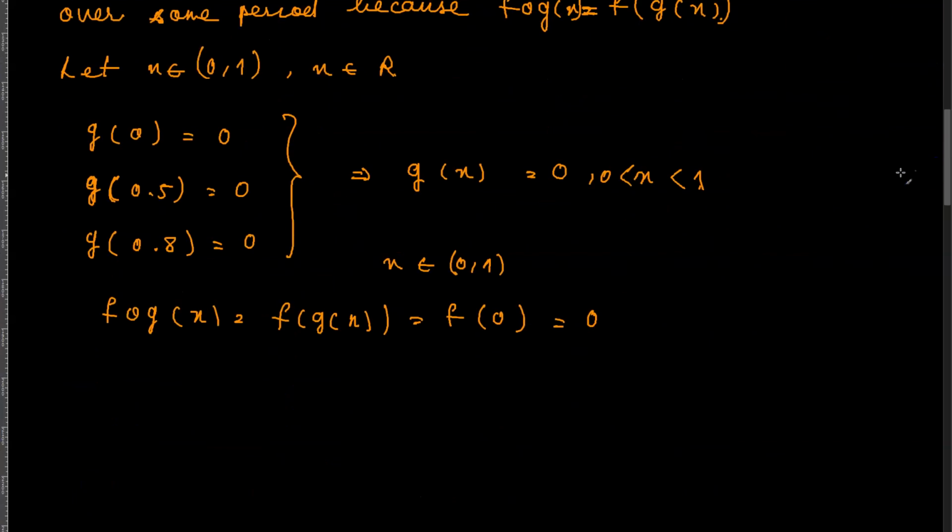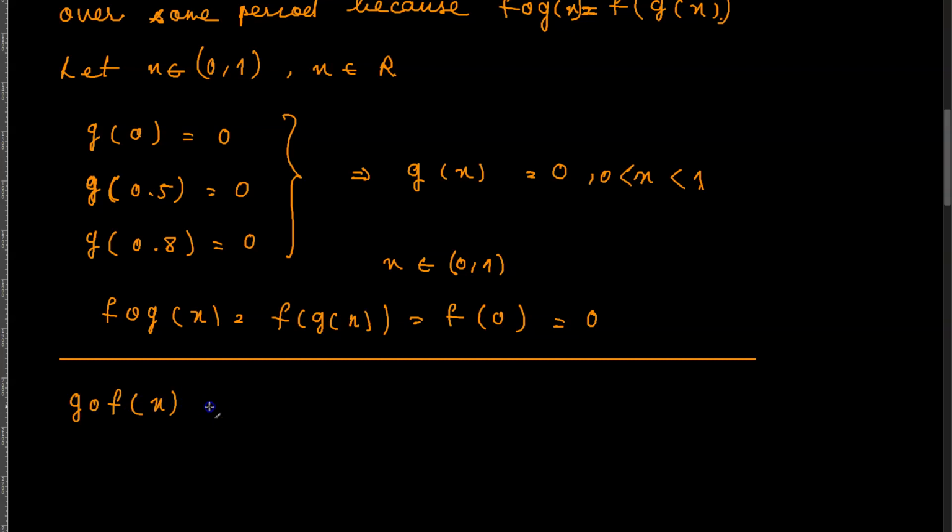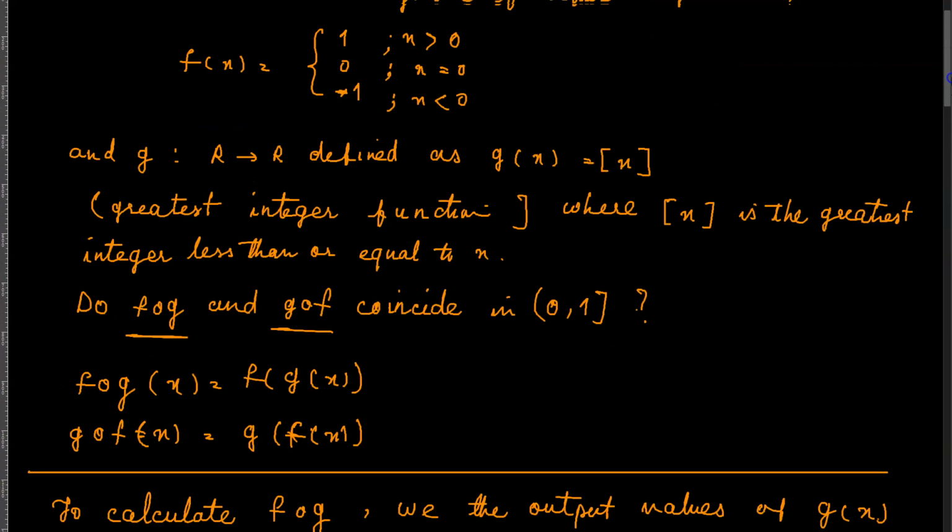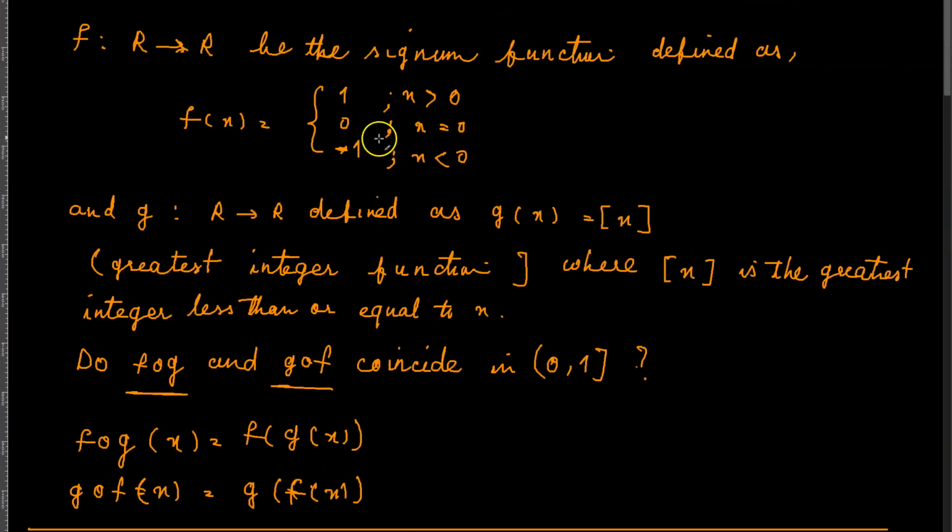So for now, I know that FOG is equal to 0 for all x's belonging to this interval, which includes all the x's between 0 and 1, right? Now, if I want to calculate GOF of x, that is the same thing as g of f of x. Now, f of x is equal to 0 for all the x's equal to 0.